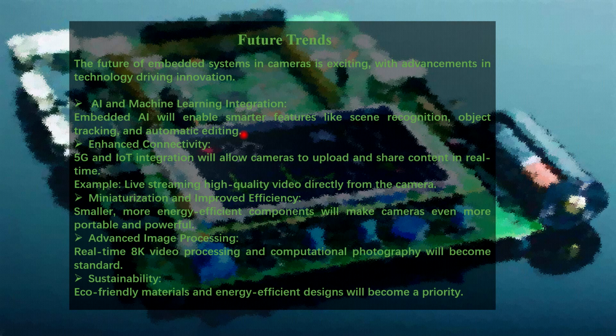Miniaturization and improved efficiency: smaller and more energy efficient components will make cameras even more portable and powerful. Advanced image processing: real time 8K video processing and computational photography will become standard. Sustainability: eco-friendly materials and energy efficient designs will become a priority.